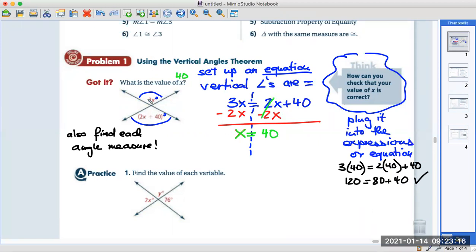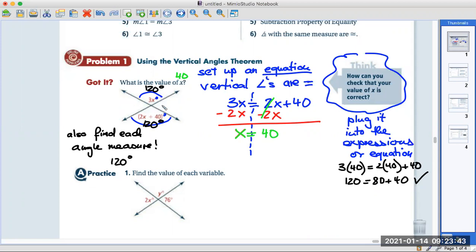But I want to find the angle measure. 3 times 40, that one is 120 degrees. And 2 times 40 plus 40 is also 120 degrees, because 2 times 40 is 80, plus 40 is 120. So each angle measures 120 degrees, which makes sense. It's obtuse. The angle is wider than 90 degrees.